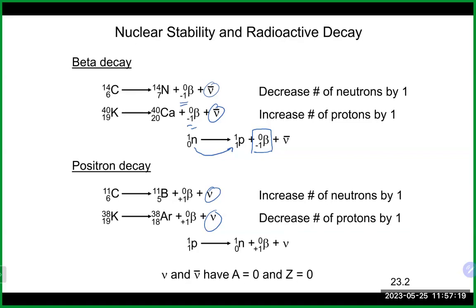We go from carbon, which is 6, to nitrogen, which is 7, and 7 and -1 is 6. So that balances out in that particular case. Same thing here with potassium. We go from 19 to 20. Again, 20 and -1 is 19 on both sides. So everything balances out correctly.